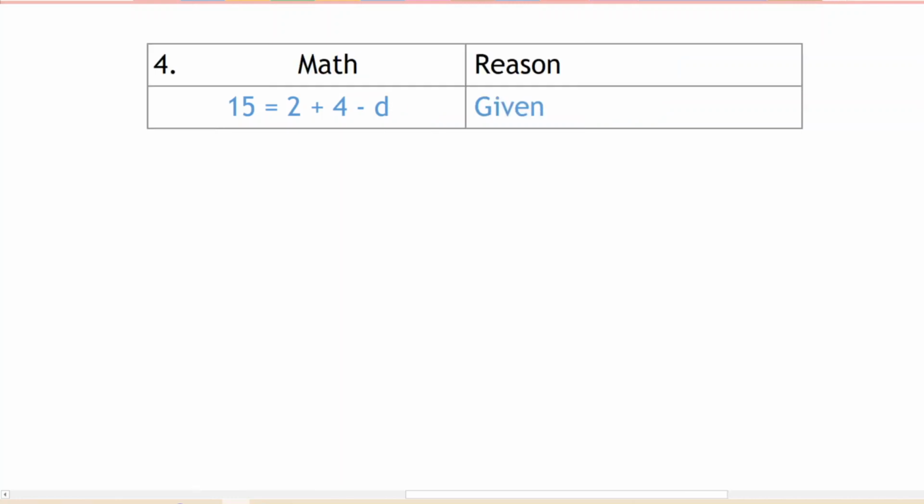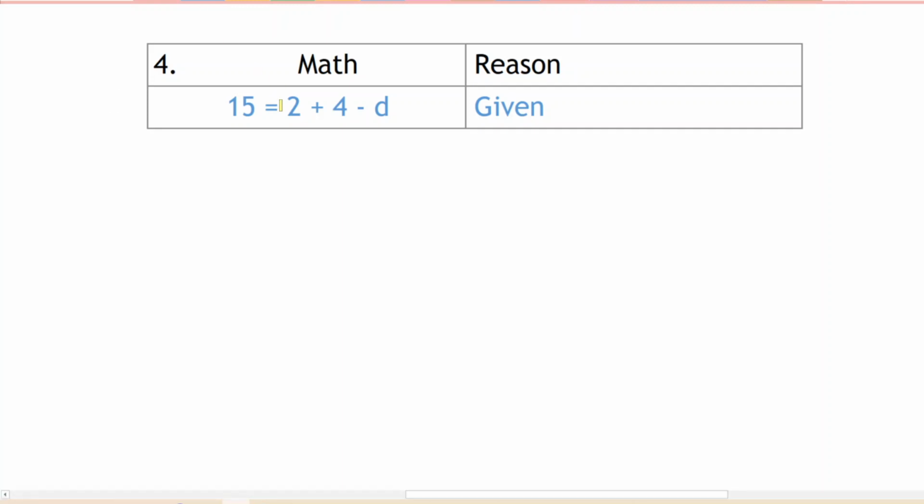Now with number 4, we again see that we have the variable d on the right side of the equal sign, and we have no variable on the left side of the equal sign. But over here on the right side, we don't have just the 2 terms. We actually have 3 terms. We have a 2 plus a 4 minus a 1d. So with 3 terms here, we could probably do some simplification.